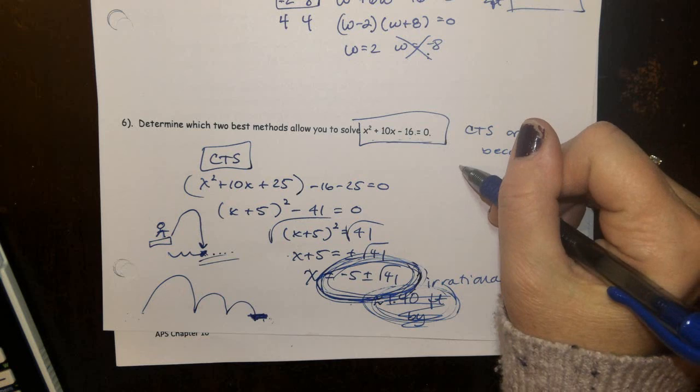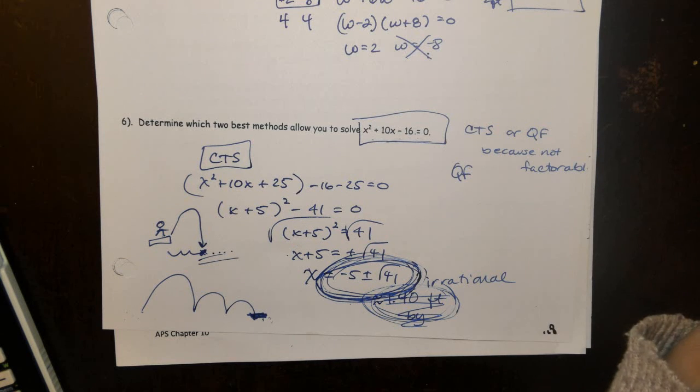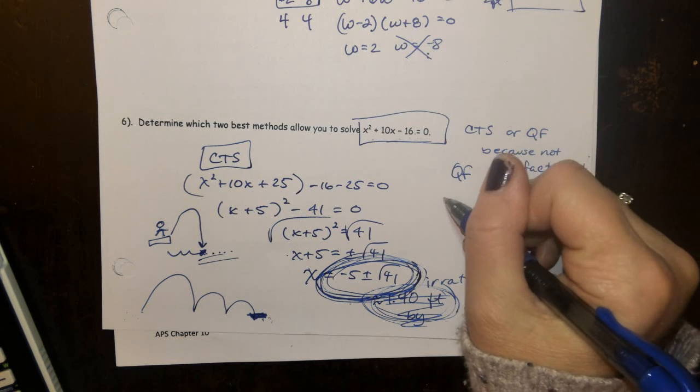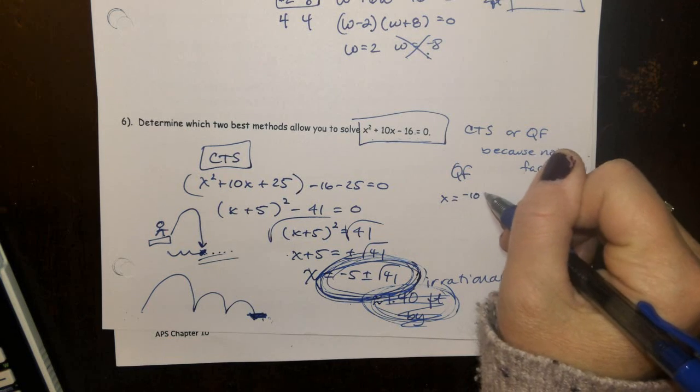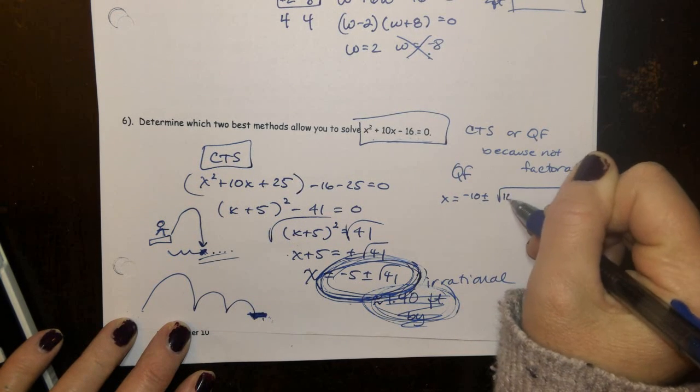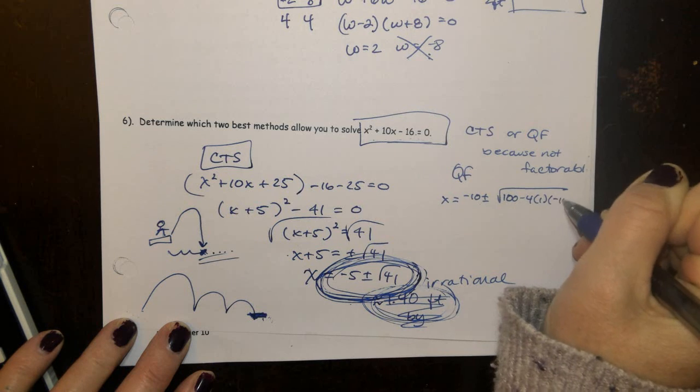Okay, and then just the quadratic formula. I'm already at 25 minutes, but what the heck. x equals the opposite of b plus or minus the square root of b squared minus 4ac, all over 2 times a.